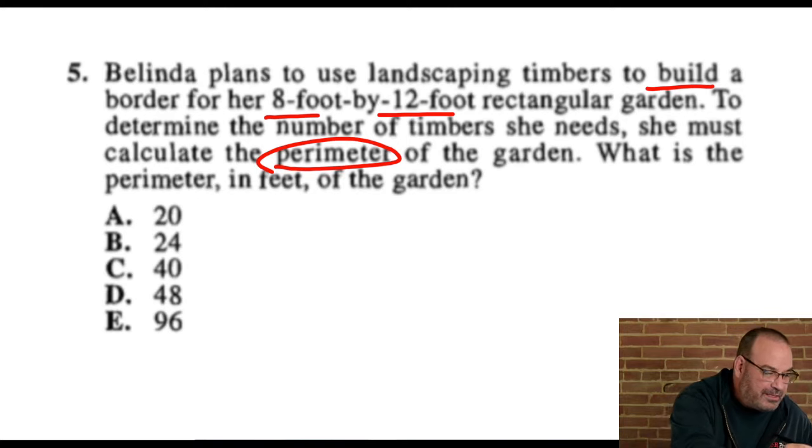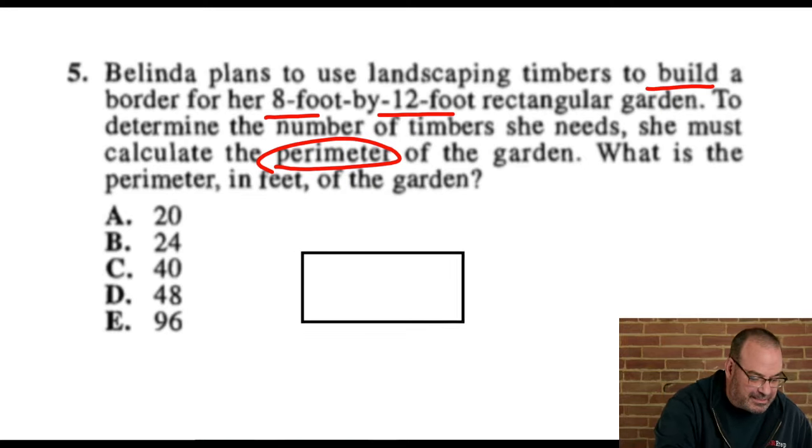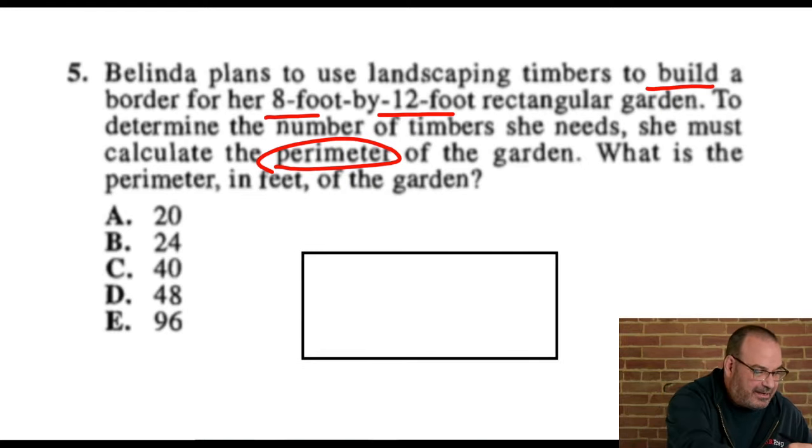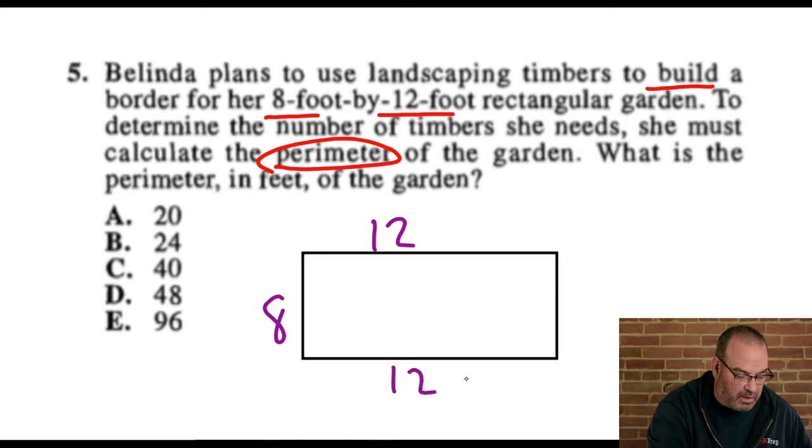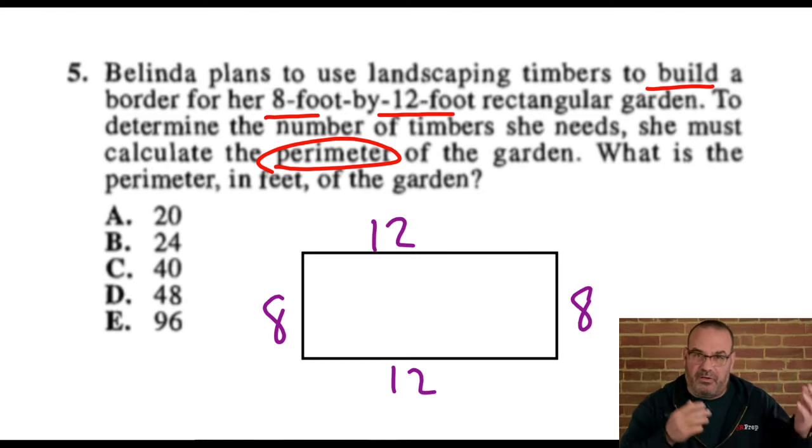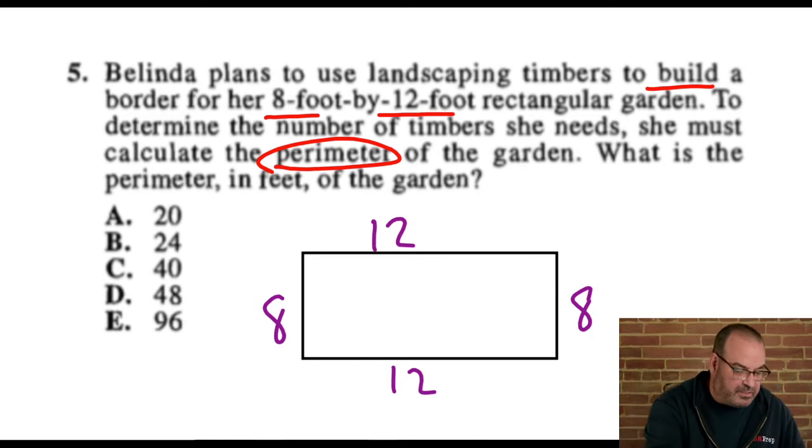She needs the perimeter. I love me a good smartboard because it does things like this. It gives me just great, awesome 8 by 12. What is the perimeter? There's a 12 down here and an 8 over there. You all know that's how rectangles work. And so this is 24 plus 16, which ends in 0.